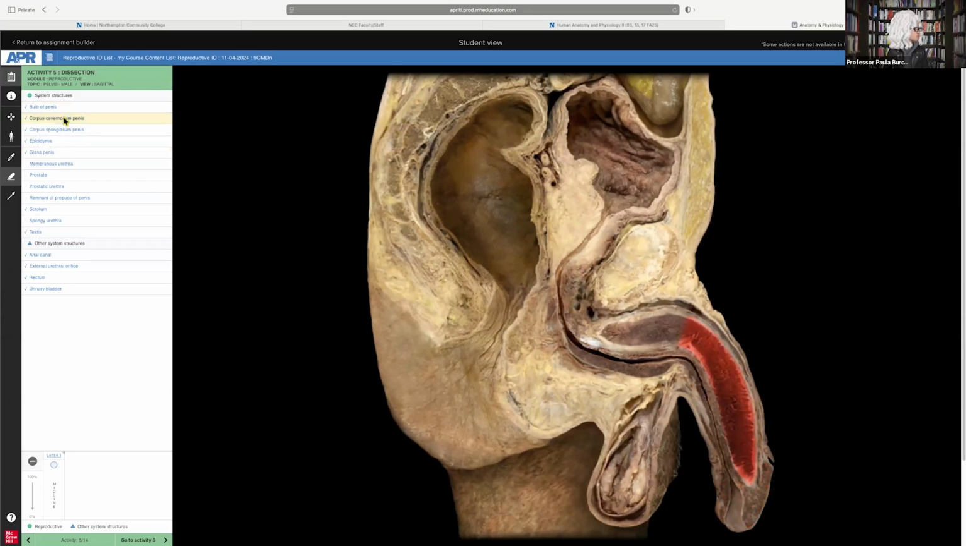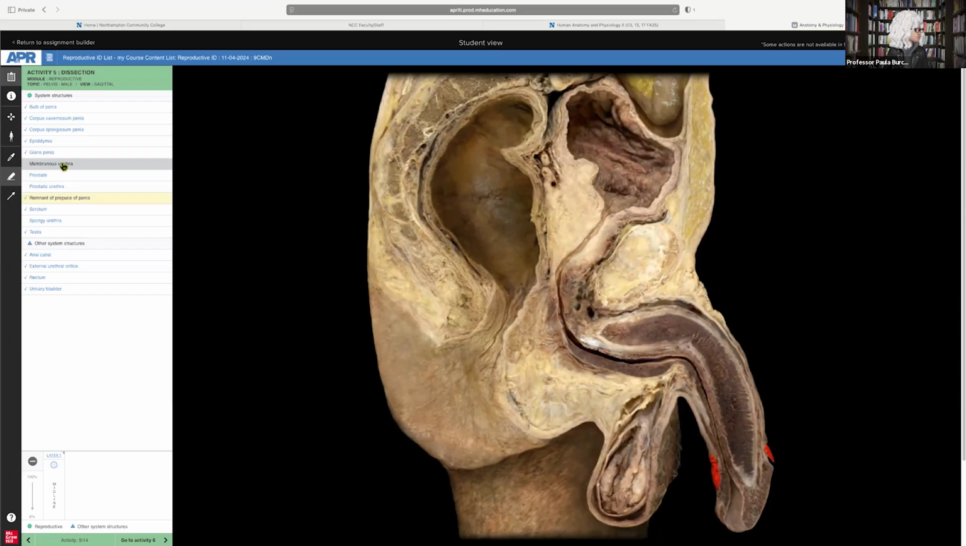The paired corpora cavernosa are located here, and they are going to be primarily responsible for erection. These erectile tissues, we're going to talk about them in lecture, but they're going to fill with blood, and that is going to lead to an erection. So you will have 2 corpus cavernosum, and corpora is plural for corpus, cavernosa is plural for cavernosum. This is going to be the remnant of the prepuce, which is the foreskin. Now on the exam, you do need to call it the prepuce.